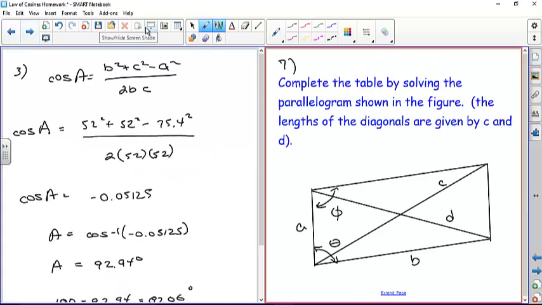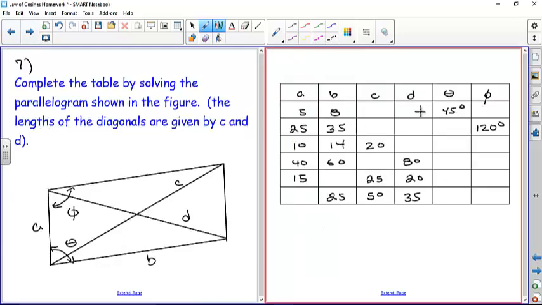It says complete the table by solving the parallelogram shown in the figure. The lengths of the diagonals are given by C and D. So you can see the triangle here. This is C and this is D. And we're given 3 out of the 6 things that we need to do. So what you can think of is, for example, here we know A and we know B. So what can we do with that? And we also know theta is 45 degrees.